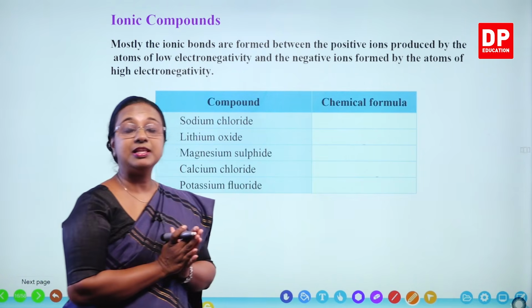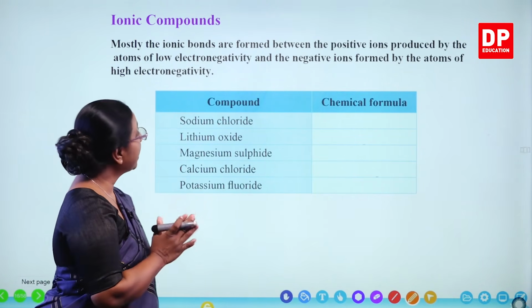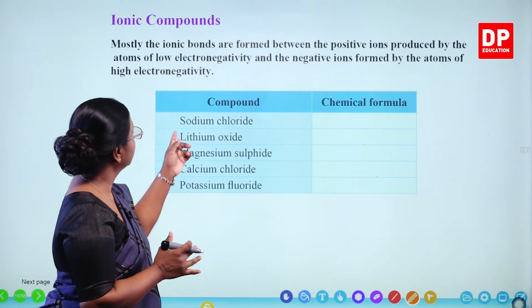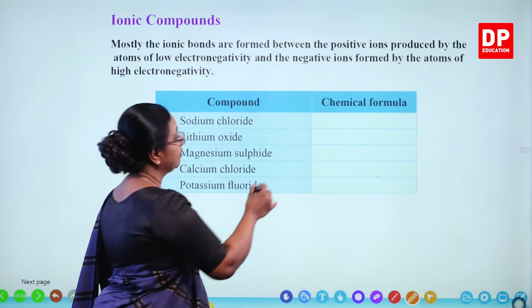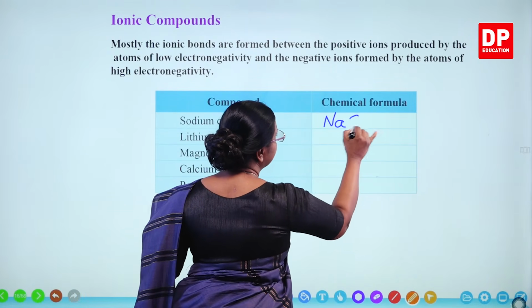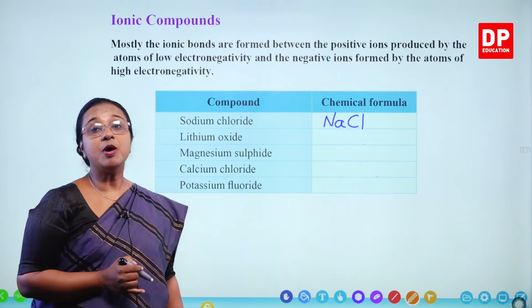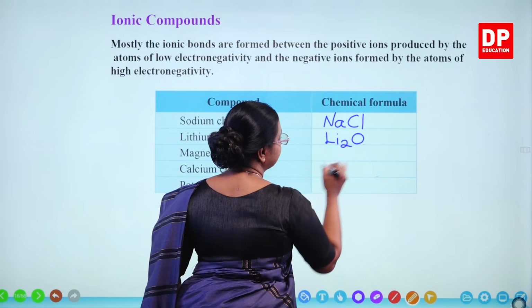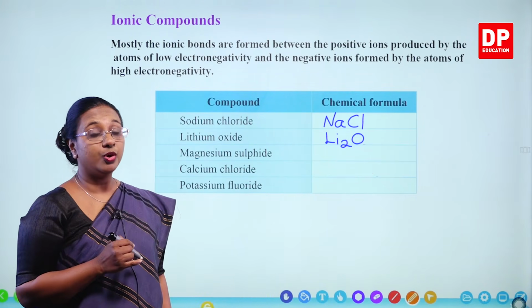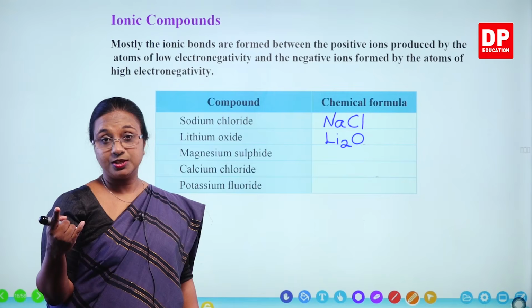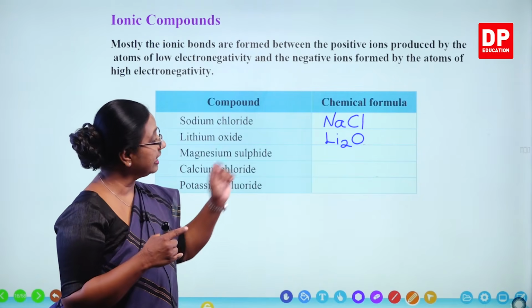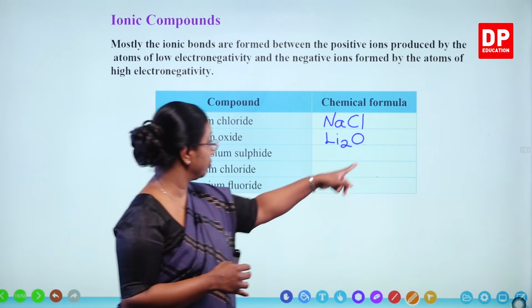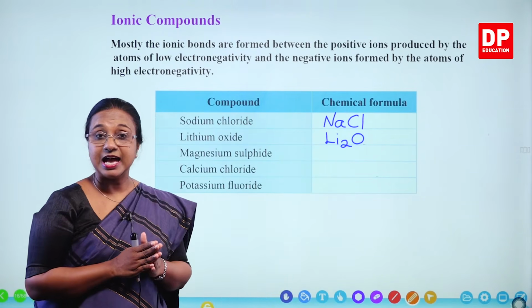And here is a table given to you in your textbook. Some ionic compounds are given. You should know their chemical formula. So, the first one is sodium chloride. That is what we discussed before. That is NaCl. Then lithium oxide. So, lithium is Li, and because of the valency, it becomes Li2O. Lithium belongs to group 1, oxygen group 6. So, valency of lithium 1, valency of oxygen 2. When you exchange the valencies, you know the chemical formula becomes Li2O.